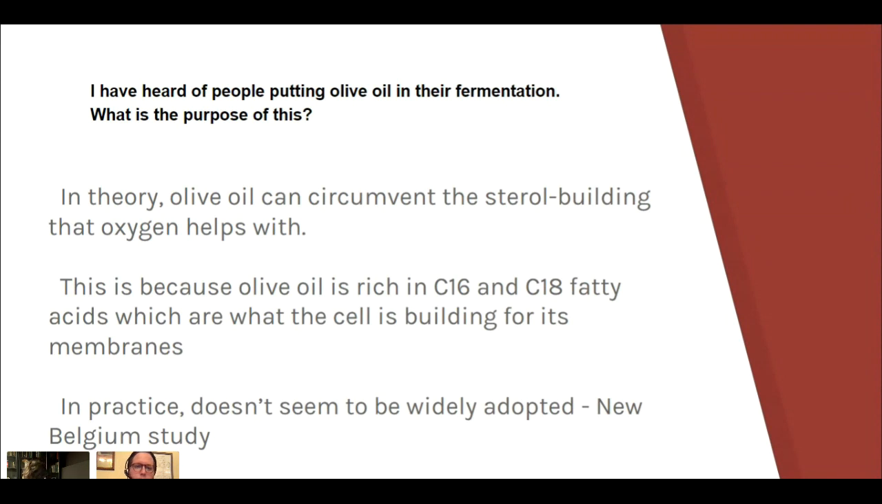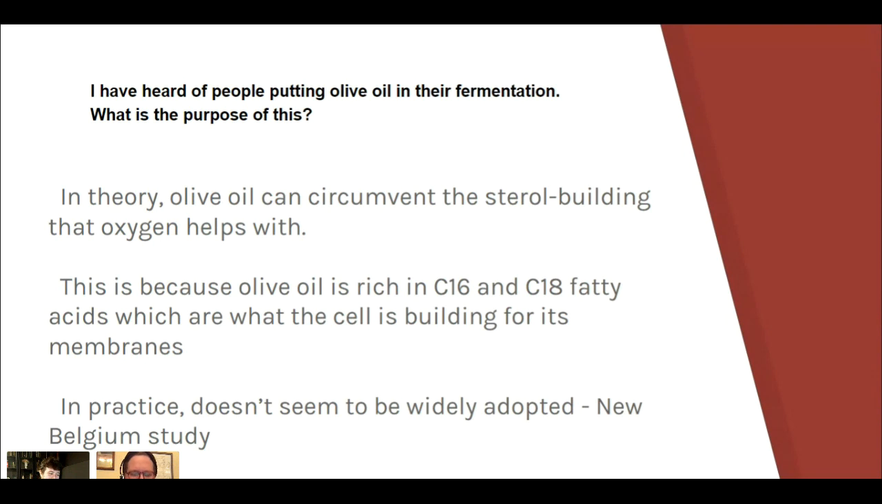Great question here. I've heard of people putting olive oil in their fermentation. What is the purpose of this? In theory, olive oil can circumvent the sterol building that oxygen helps with. The reason for this is that olive oil is rich in the 16 carbon and 18 carbon fatty acids, which are what the cell is building for its membranes in the first place. That's most of what the yeast cell membrane is made up of.